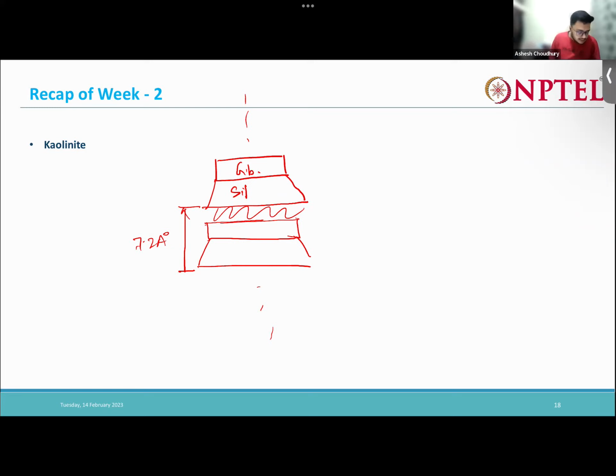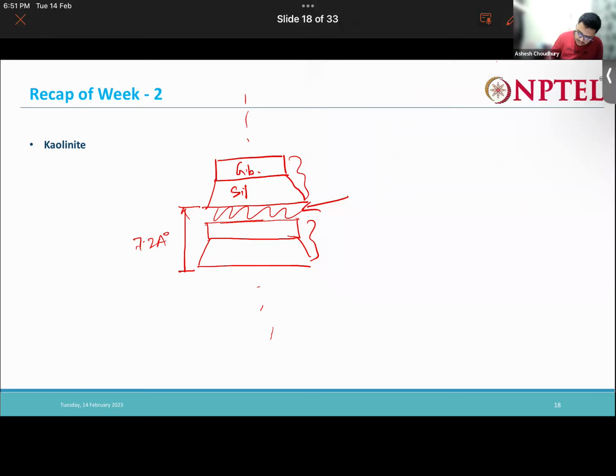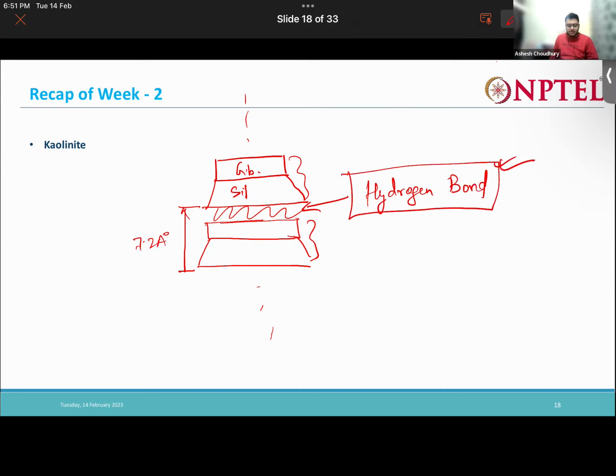The main thing in kaolinite is that these structural units are held together by hydrogen bonds. This is the most important property. As they are held together by hydrogen bonds, the bonds are very, very stable and very, very strong.